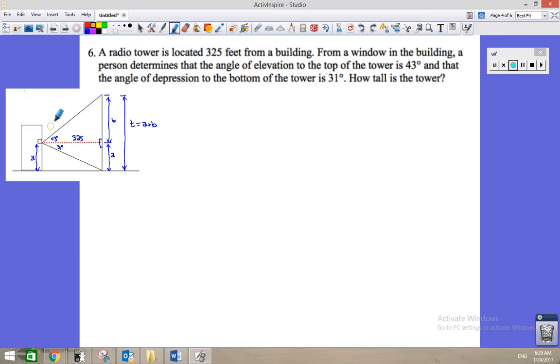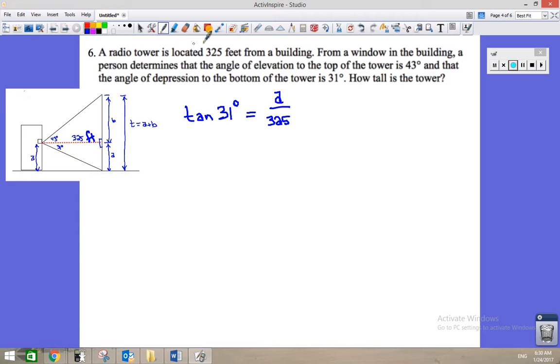If we use this bottom right triangle, then we have that the tangent of 31 degrees is equal to the opposite leg over the adjacent, which I've defined the opposite leg to be A, and they gave us the 325 feet as the distance between the building and the tower.